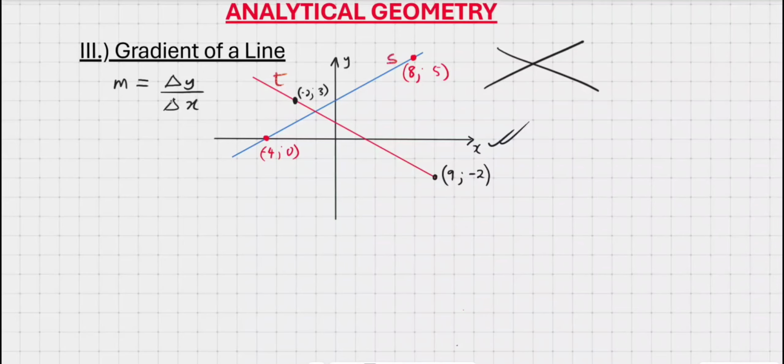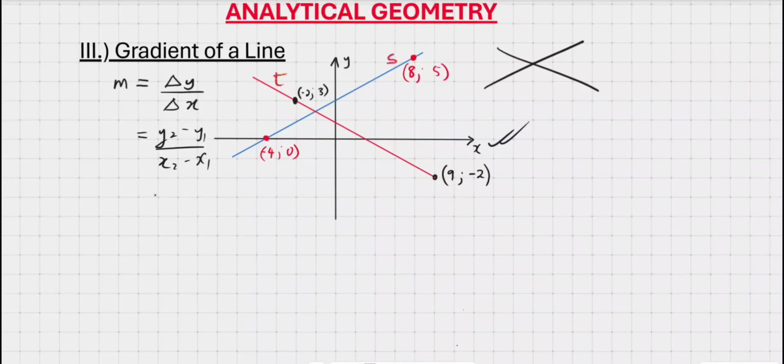This small triangle represents delta, which means change. Then we can simplify our formula into y2 minus y1 over x2 minus x1. If you choose to start with y1, you also have to start with x1 at the bottom. You just have to maintain the order.